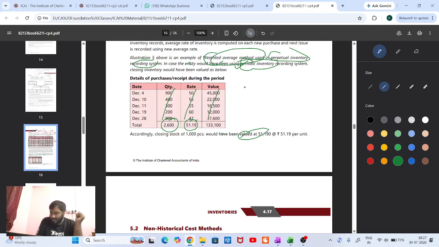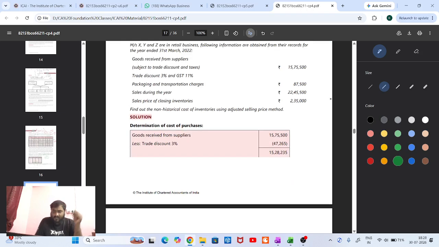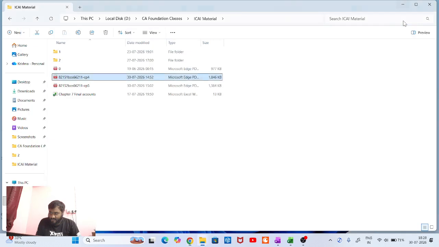You know how we do it? The way we have done in the previous question itself. These values divided by quantity. This quantity equals this value. So multiply this and this, that becomes this. That is how we do it. Wait a minute, the adjusted answer will come.